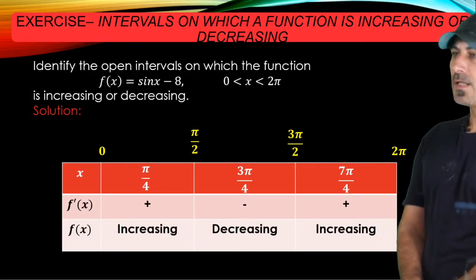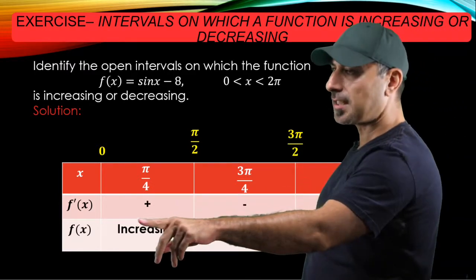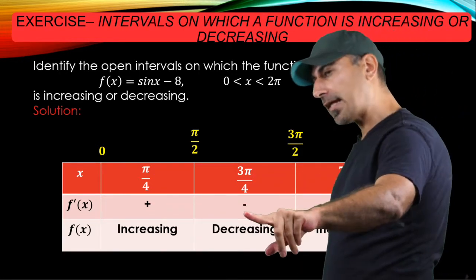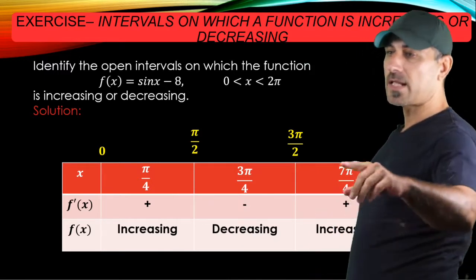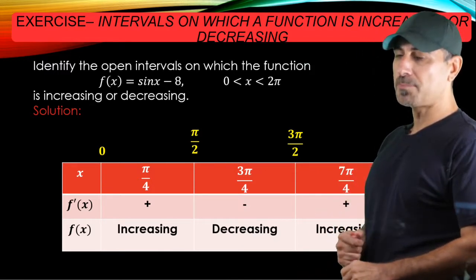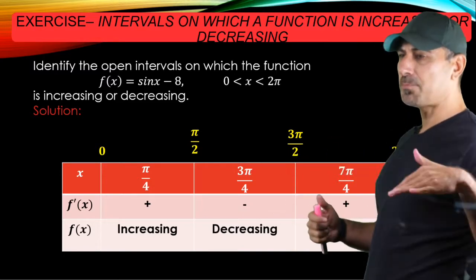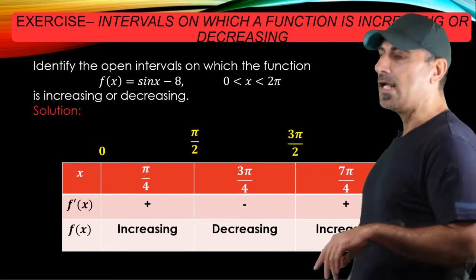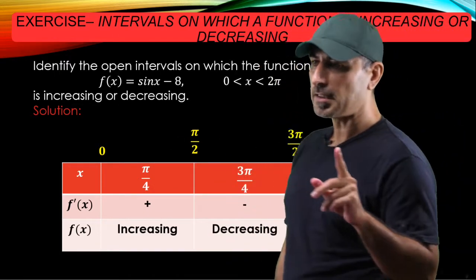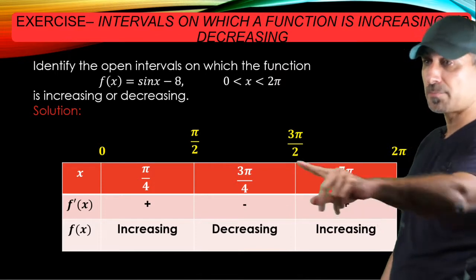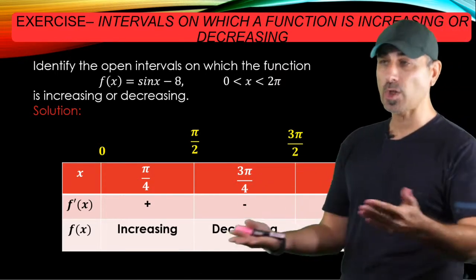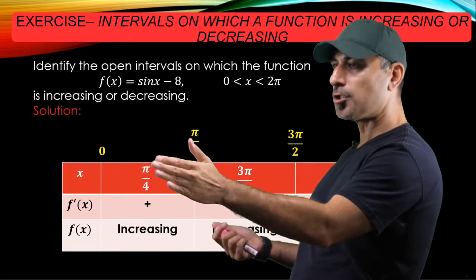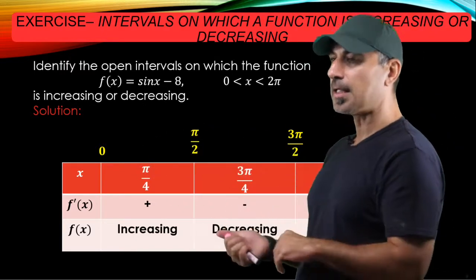So f prime at pi over 4 is going to be something positive because you're in the first quadrant. And f prime for 3 pi over 4 is going to be a negative number. And f prime at 7 pi over 4 is going to be positive. So by just choosing our sample points, we determined the sign of f prime on the subintervals. And by the way, you can choose different sample points depending on your taste. These are my sample points, and yours could be totally different. But obviously, you're choosing sample points in a way that those points should lie in the corresponding subintervals.